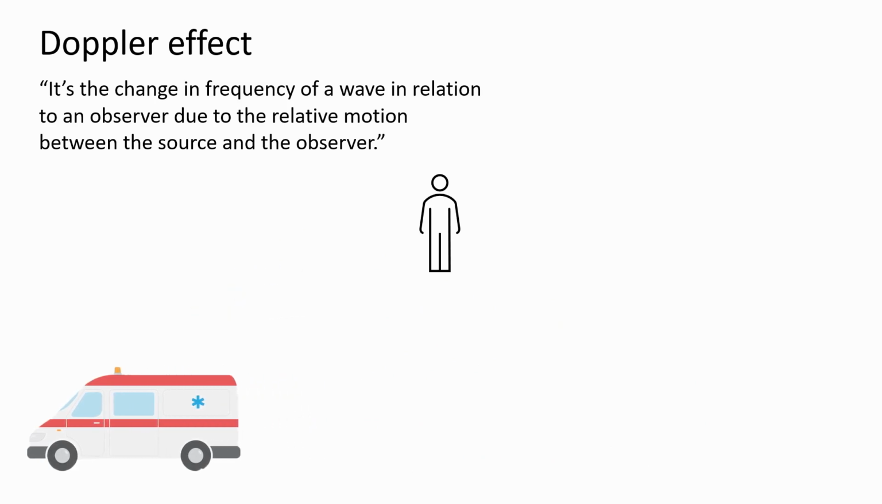The reason behind this effect is that when the source of the wave, the ambulance in this case, is moving towards the observer, each successive wave crest is emitted from a position closer to the observer than the crest of the previous wave. So each wave takes less time to reach the observer than the previous one, causing an increase in frequency.